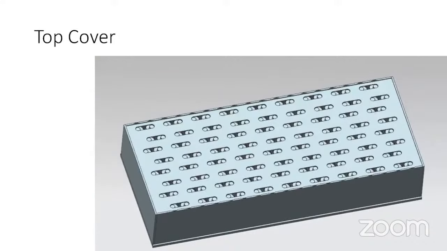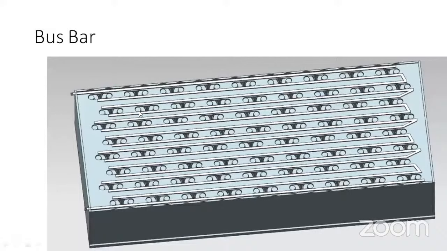Then you will be doing some top cover. You can see there are slots. Why these slots are there, I will tell you. Once this top cover is there, then you can place the bus bar. There could be different kinds of bus bars. This one I made a very basic kind of bus bar just to help you understand.